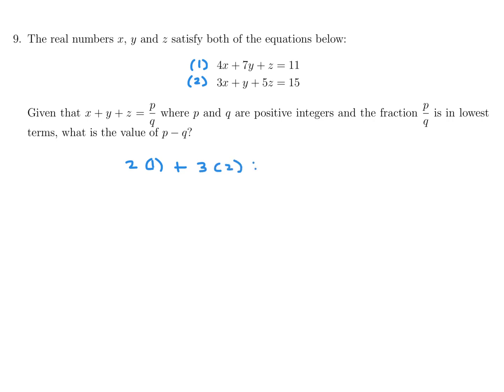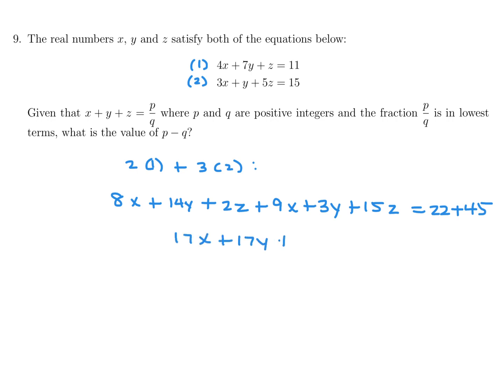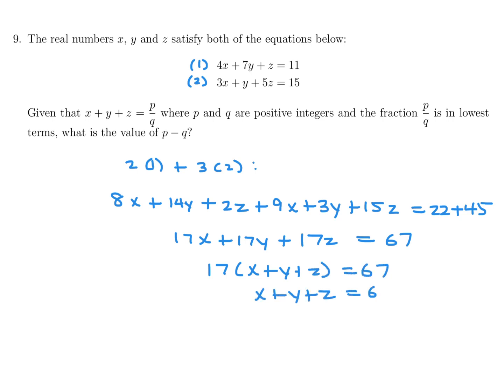will get the following. I will get 8x plus 14y plus 2z plus 9x plus 3y plus 15z is equal to 22 plus 45. And when you collect like terms, you actually get 17x plus 17y plus 17z equal to 67. So that means if I factor out a 17, I get x plus y plus z is equal to 67, and therefore x plus y plus z is 67 over 17.